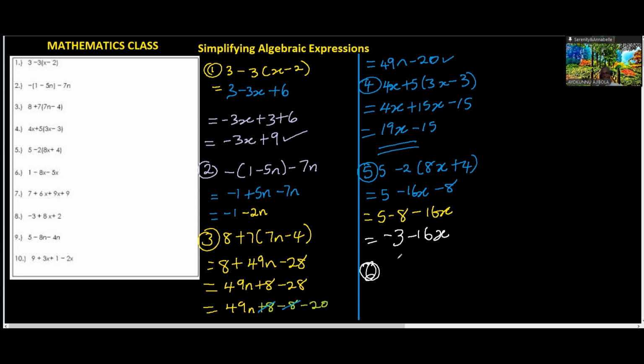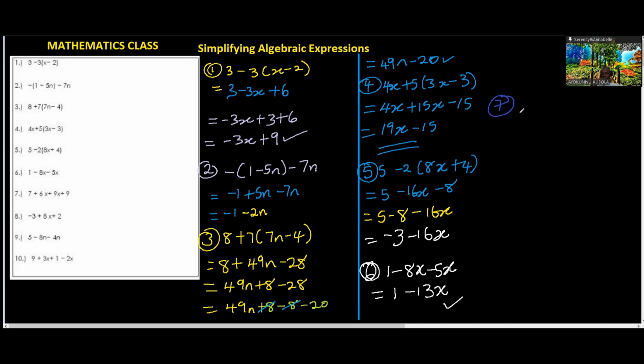We have 1 minus 8x minus 5x. So this is 1 minus 13x. Why? Because 8 plus 5 is 13, because they are both negative. That is so simple. And the next question, number 7.